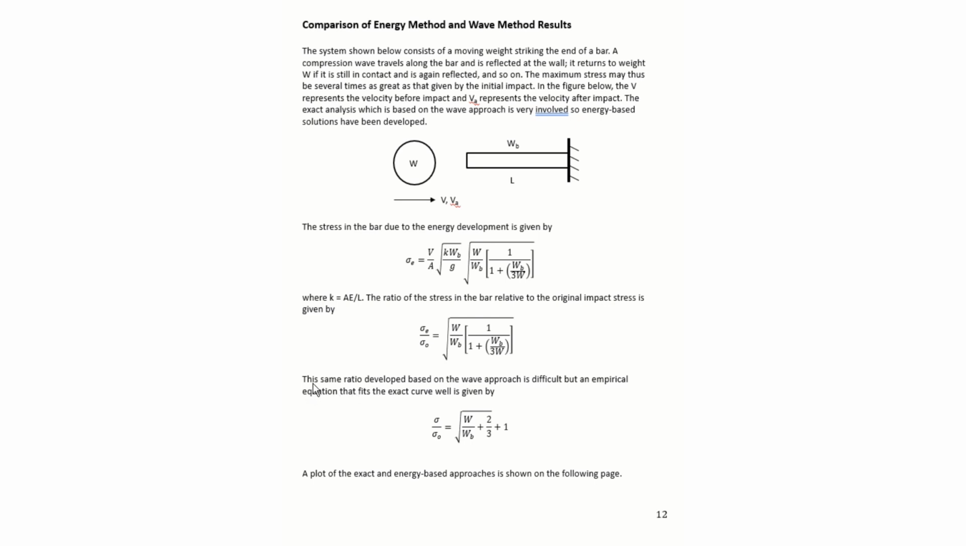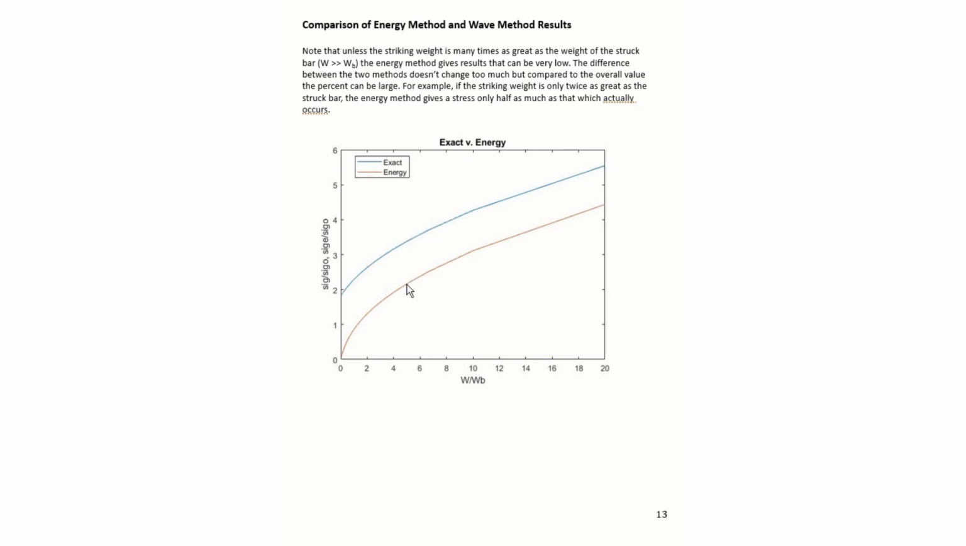The same ratio developed based on the wave approach is difficult, but an empirical equation gives us this. And if we look at this plot on the next page, we can see that there's a big difference between these two approaches. Note that unless the striking weight is many, many times greater than the weight of the struck bar, the energy method can give really low results, and you can get significant errors.